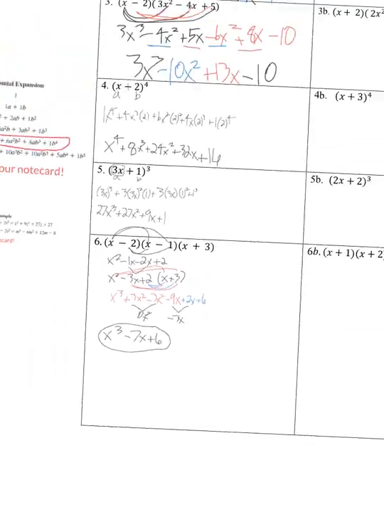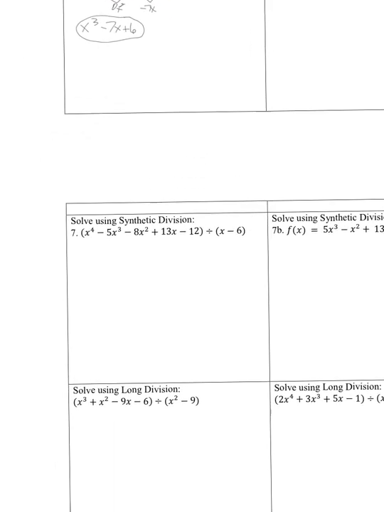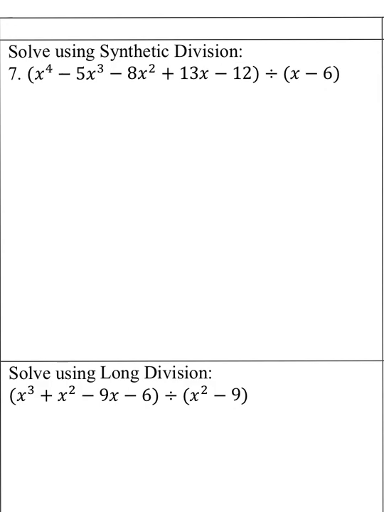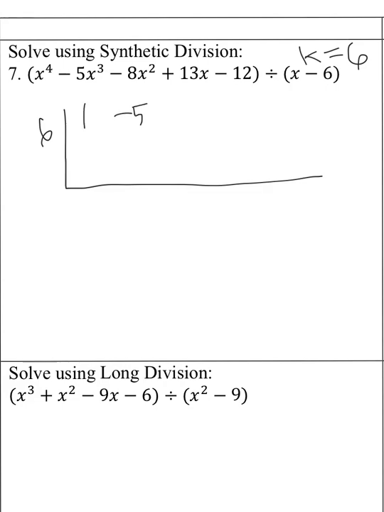So let's move on to number 7. Solve using synthetic division. All right. Synthetic division, remember you have to flip the sign on this because it's defined as x minus k, so k is going to be 6. So I'm going to write down a 6. I'm going to draw what I just call the L thing, and then you use the coefficients. You have 1x to the fourth minus 5x to the third minus 8x squared plus 13x minus 12. So it goes in order. It doesn't skip any powers.